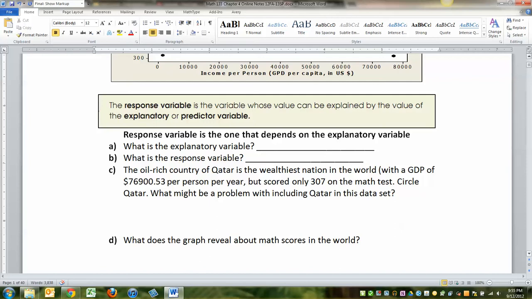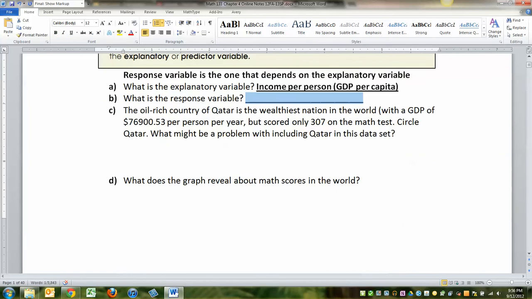All right. So what is the explanatory variable in our case? Well, again, explanatory variable is like your X, so that's going to be income per person, and that's GDP per capita, right? And the response variable is their scores on this math test. Cool.